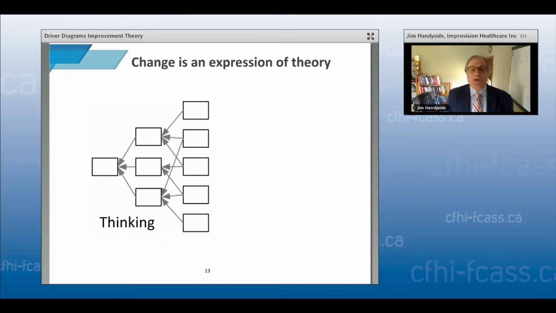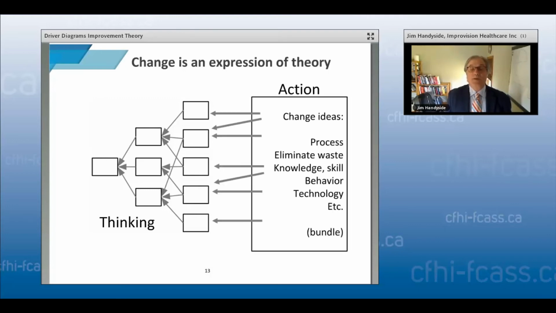So the changes we're making are actually an expression of our theory, and theory is basically thinking. When you look at a driver diagram, the first two levels, the secondary and primary drivers, are really your thinking. The action is out here. The change ideas that you develop are on the right-hand side. The change ideas could have to do with process, all kinds of different ideas.